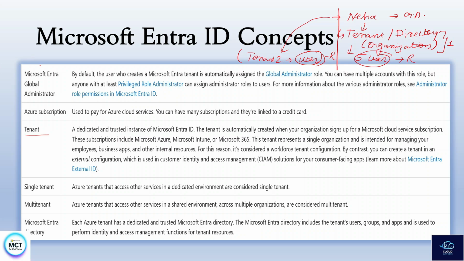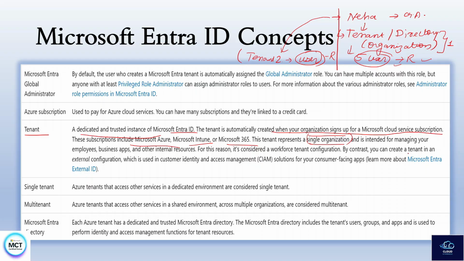So what does a tenant mean? A tenant is a dedicated and trusted instance of Microsoft Entra ID, which is created when your organization signs up for a cloud service subscription. These services include Microsoft Azure, Microsoft Intune, and Microsoft 365. So a tenant is a representation of a single organization, so that you can manage your employees, your business, your applications, your resources, and so on.